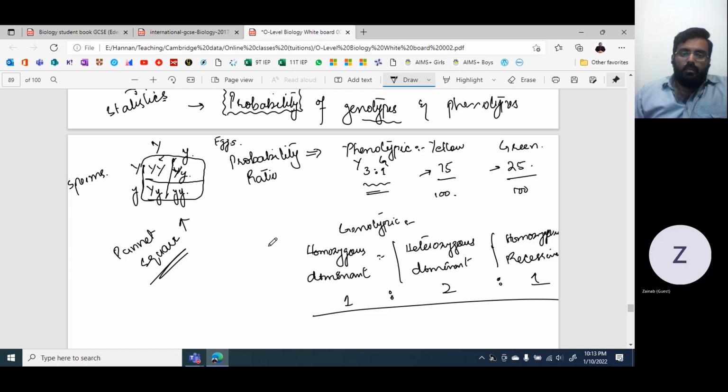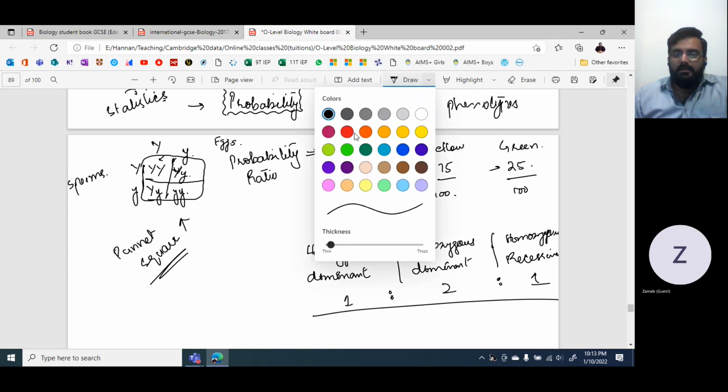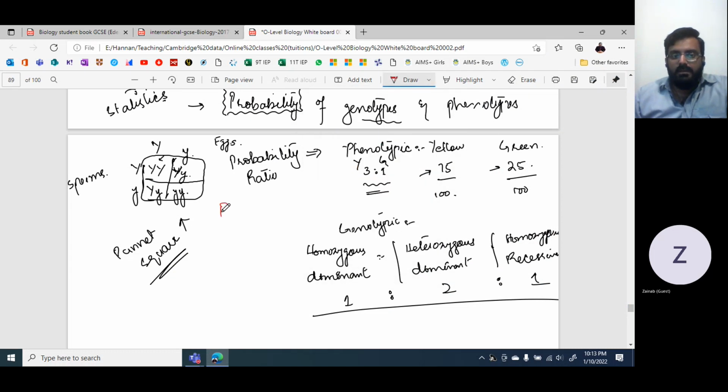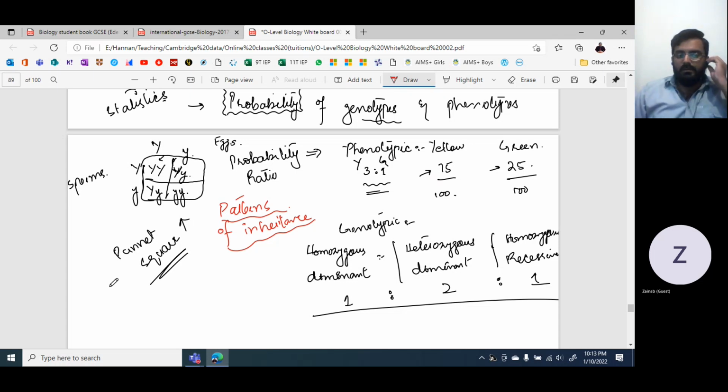Actually, you know what Mendel actually did? Mendel actually showed us the patterns of inheritance. How does the inheritance work? How do the genes shuffle? This is what Mendel showed.